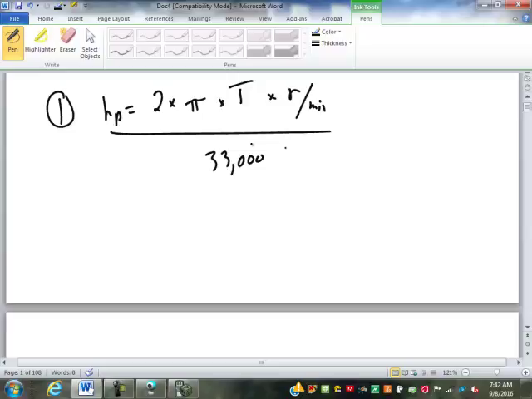And what they want us to do then is, over in that little table, A says that the torque is 3.5, and our revolutions per minute is 2250. So this becomes 2 times pi times T, which is going to be replaced with 3.5, and revolutions per minute is going to be 2250.